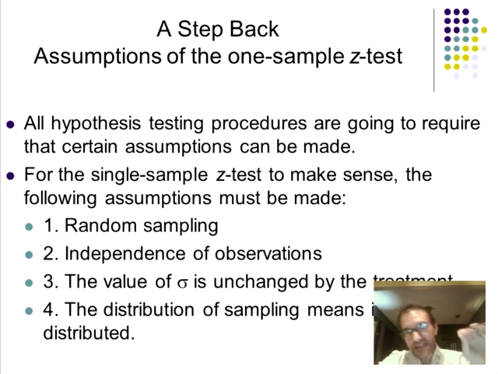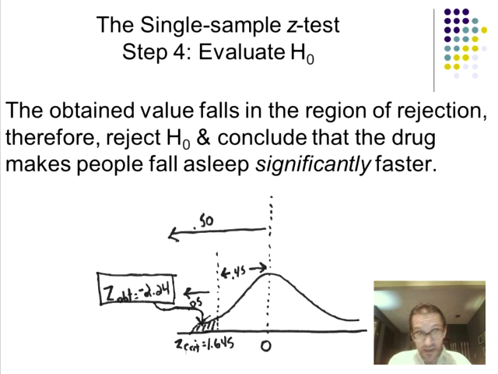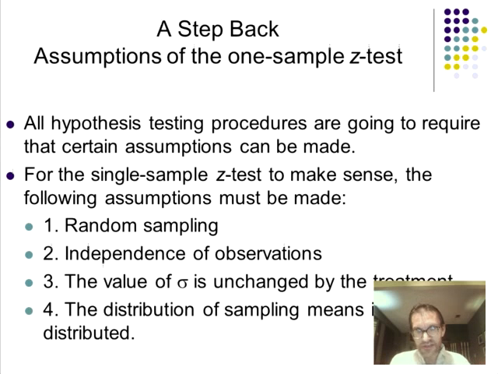So if you haven't met these assumptions, you can run the test. The statistic doesn't care what you have, but when you get to that last part and try to make a conclusion, it's a gibberish conclusion. You violated all the rules. These are the things that need to be true in order for you to make those statements. The statement that really counts here is the drug makes people fall asleep significantly faster. If you haven't met these assumptions, it's a meaningless statement.